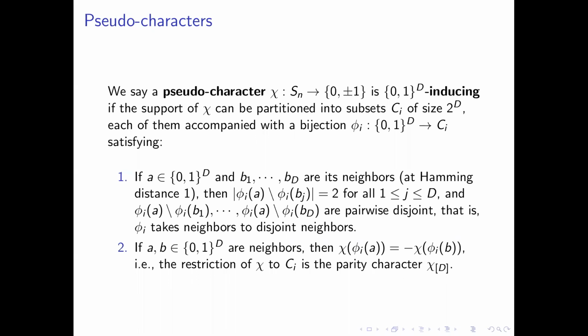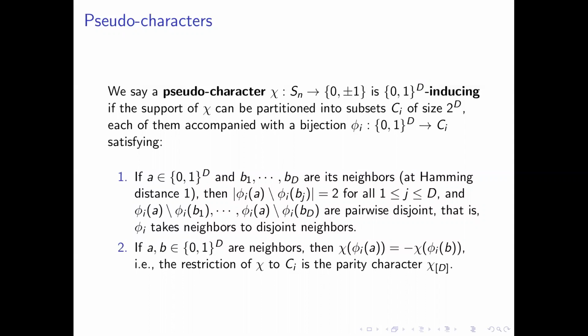Okay, so this definition that I'm going to give is for the symmetric group, but in our paper we generalize it to a broader class of combinatorial objects. So we're calling this thing a pseudo-character. A pseudo-character is just going to be a function on the symmetric group whose codomain is 0 plus or minus 1.